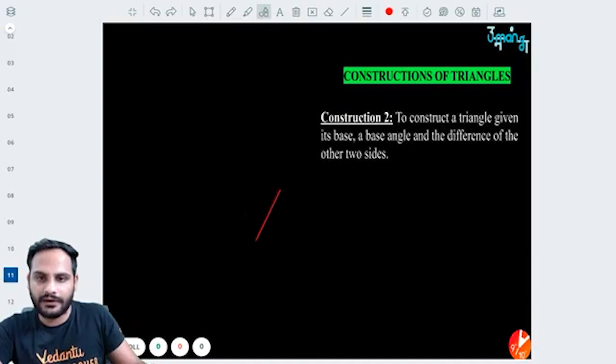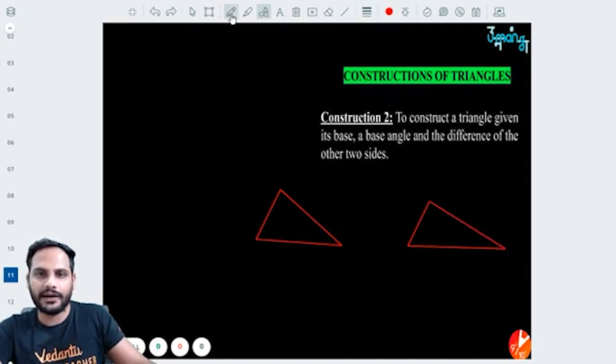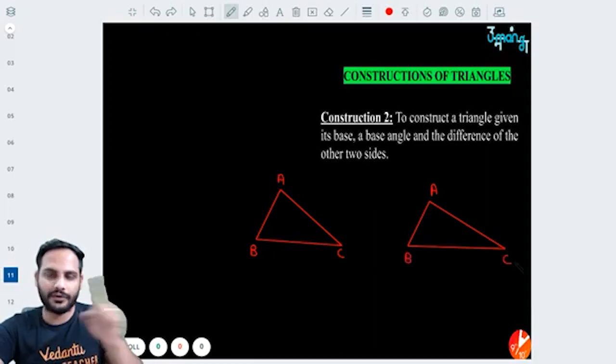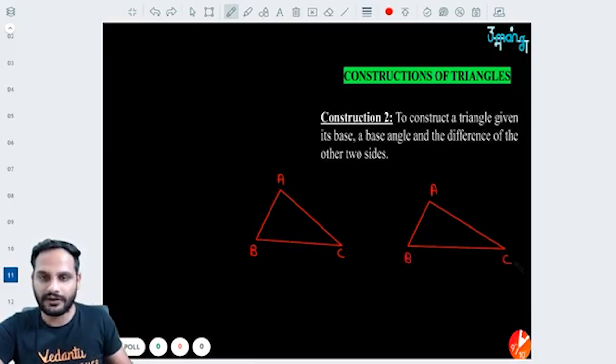Okay, one triangle is given, suppose something like this. Another triangle, look at the information given to you. Let's say it is A, B, C. This is also A, B, C. The way the information is given, on that basis you have no need to think about the two different cases.